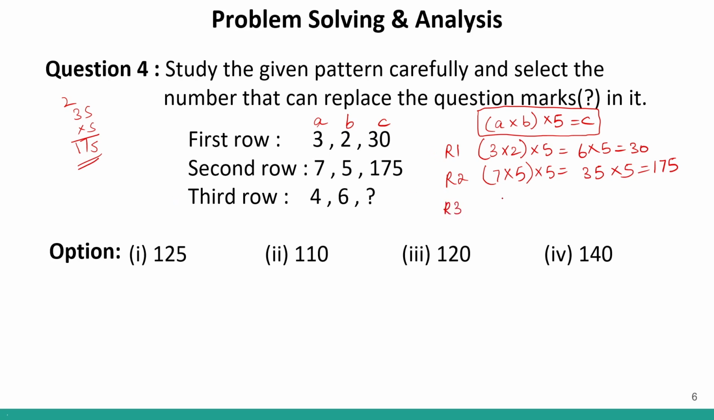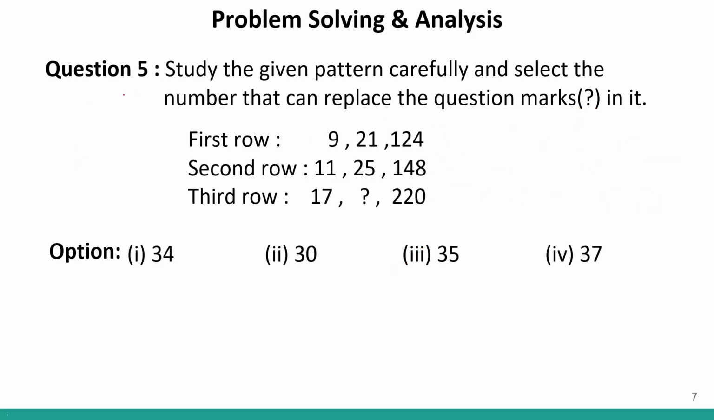Now let us do the same thing for row 3. So row 3 will be what? 4 into 6 into 5. 6 4s are 24. 24 into 5. So 5 4s are 20. 2 carried. This will be 120. So 120 will be our answer. And 120 is given in option 3. So option 3 will be your correct answer to question number 4. So here is the solution. You can take a look at it and write it down. Now let us look at question number 5.